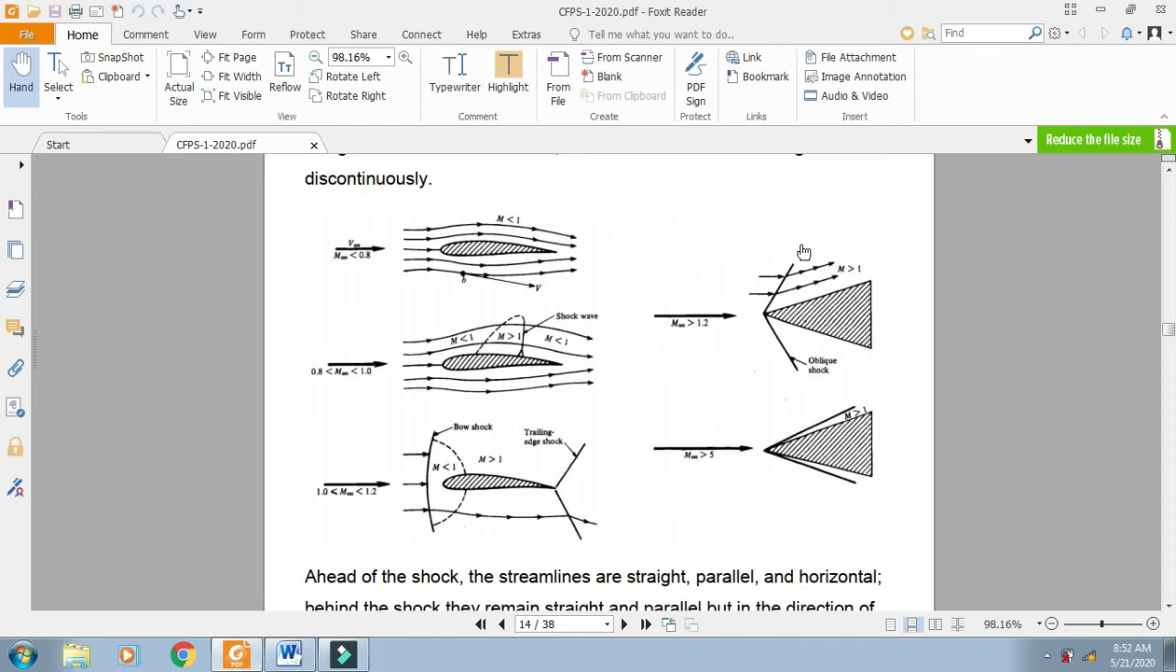But from the practical point of view, in terms of M infinity, we say that the supersonic flow is one in which M infinity is greater than 1.2.